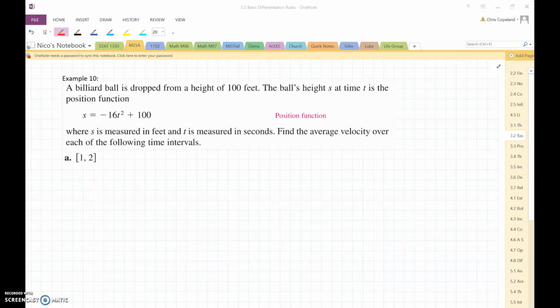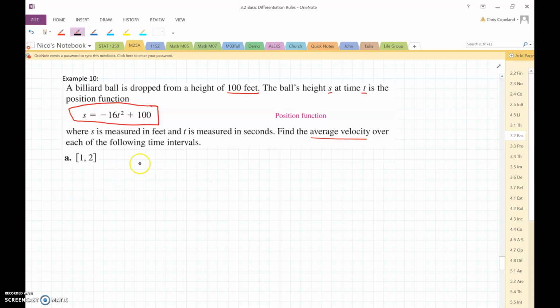Example 10, a billiard ball is dropped from a height of 100 feet. The ball's height, s, at time t is the position function. S equals negative 16t squared plus 100, where s is measured in feet, t is measured in seconds. Find the average velocity over each of the following time intervals. So from 1 to 2 seconds.